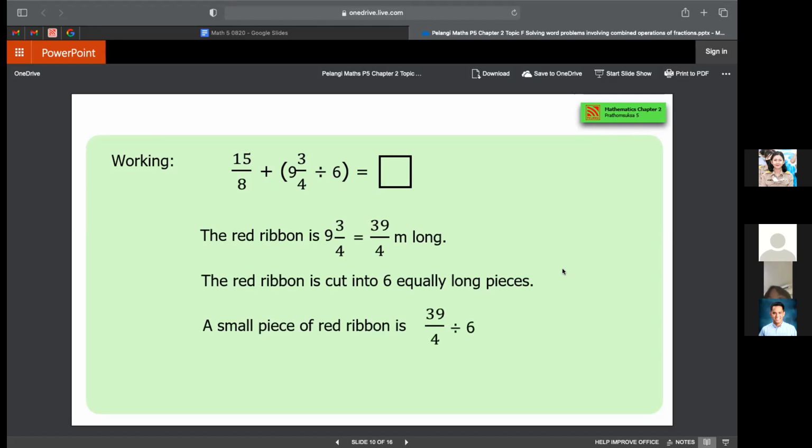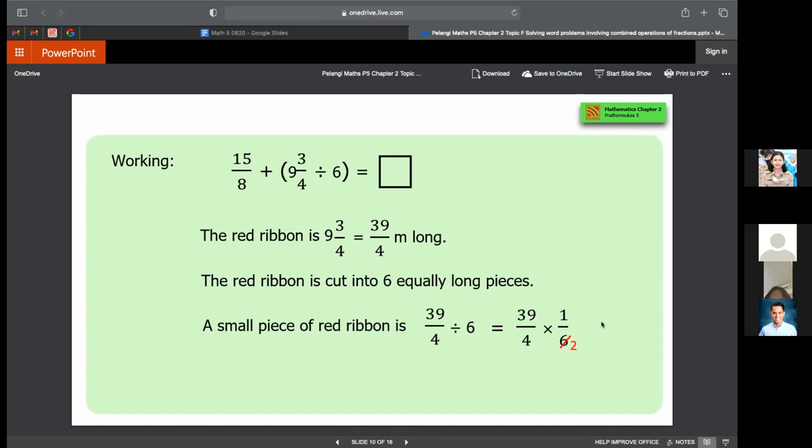Okay, so 39/4 divided by 6 inside the bracket. So that will be 39/4 times 1/6. Remember, we change divided by to times. And then 6, the reciprocal is 1/6. 6 over 1 is 1 over 6. Okay, now we multiply 39 times 1, 4 times 6.